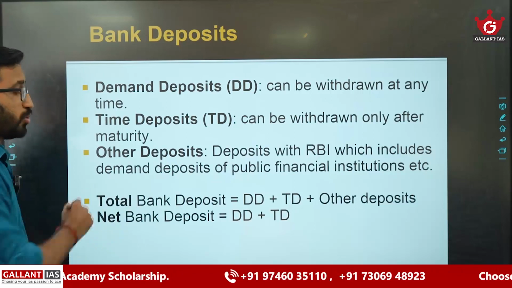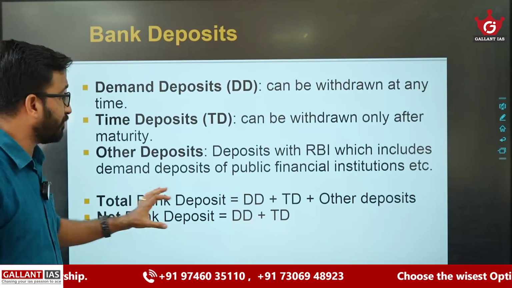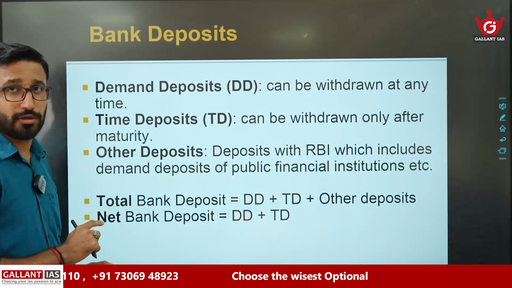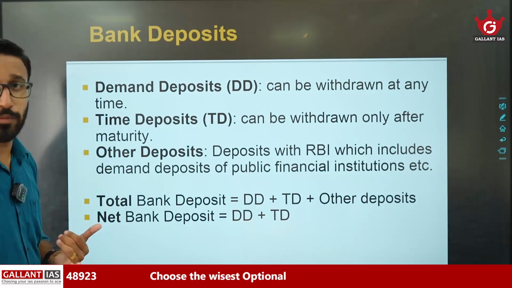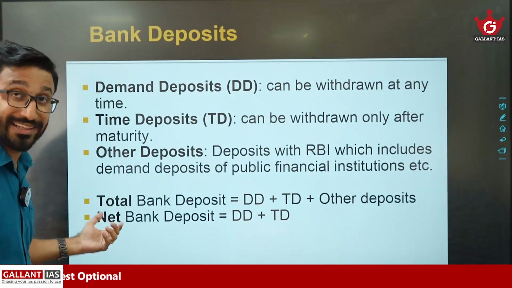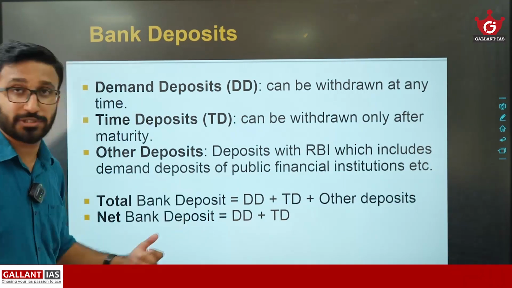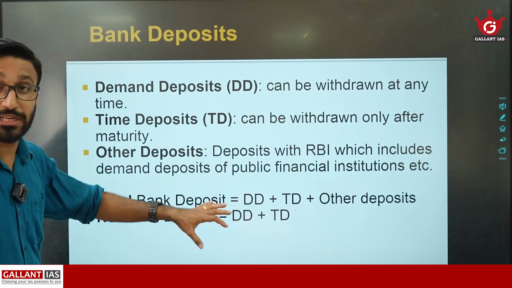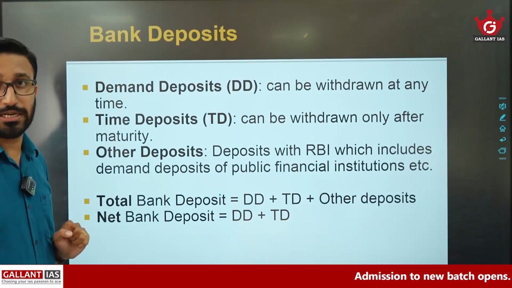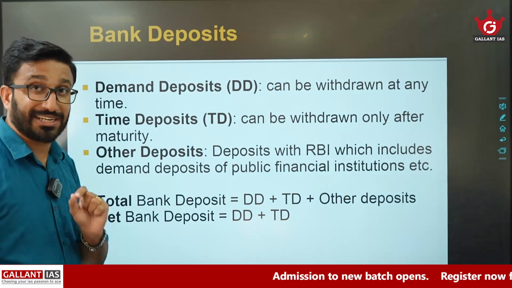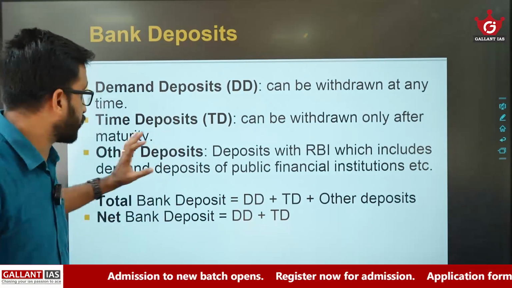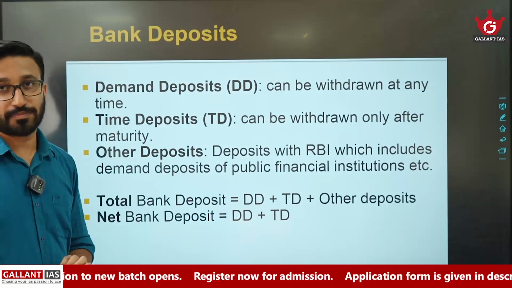So we need to know two more things. What is total bank deposit? It means a total of all these three. Total bank deposit is the demand deposit plus time deposit plus other deposits. And another term is net bank deposit. Net bank deposit includes only demand deposit and time deposits. Net bank deposit consists of only demand deposit and time deposit, and it excludes the other deposits.